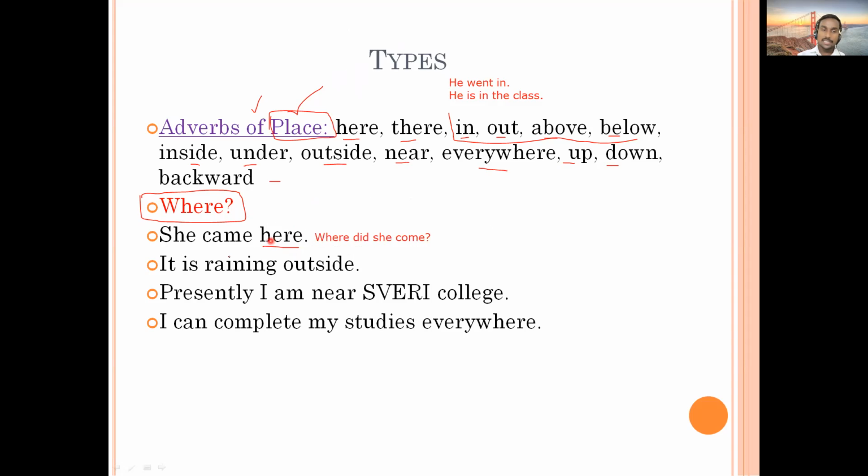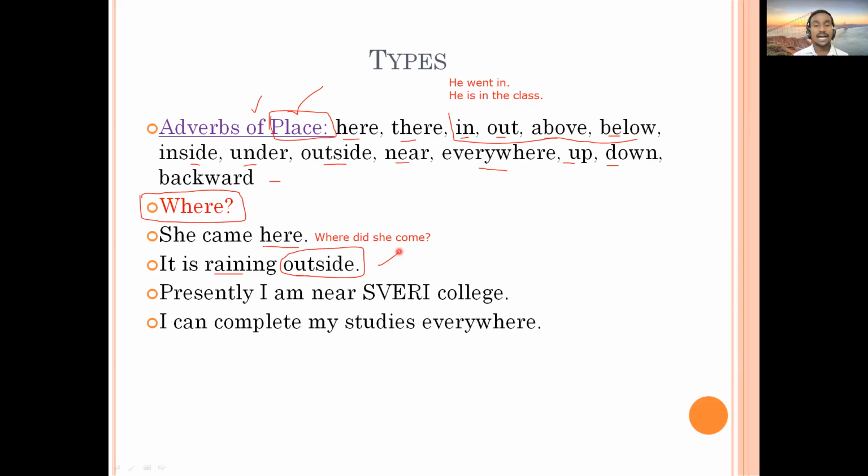Now you just tell me, in the second sentence, it is raining outside. Which is the adverb of place? Outside. Yes, the word outside is talking about where that particular action is taking place. Which action? The action of raining. Where does the action happen? Outside. So outside is adverb of place.